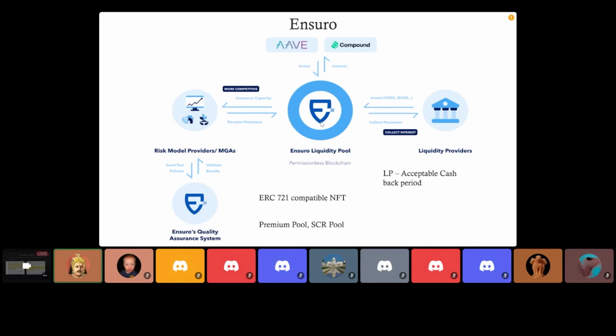And then once it is approved, the liquidity pool will set aside certain funds from the liquidity pool to back this particular risk model. So once that is done, the risk model goes live, and the customers will be buying the risk cover from the risk model providers, and they in turn will be getting the ERC 721 NFTs. So if that risk happens in the future, then they'll get their payback accordingly. If not, then the premium that they pay will go to the treasury of the insurer or liquidity pool. So this is the overall architecture.